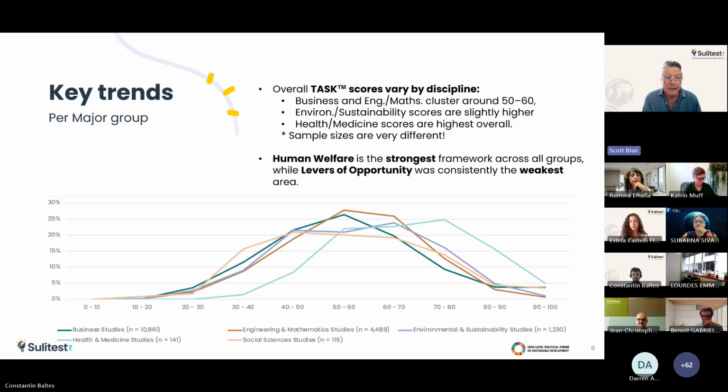Here we look at the key trends per major group. So there you see the various majors. I think you can read that down below. We have business, health, medicine, social sciences, engineering, and environmental and sustainability studies in those various colors. And you see that business and education and engineering are a little bit on the left-hand side in the lower scores. Environmental sustainability, understandably, scores a bit higher. Health and medicine scores even higher than that.